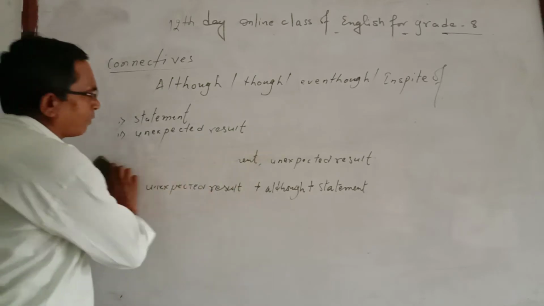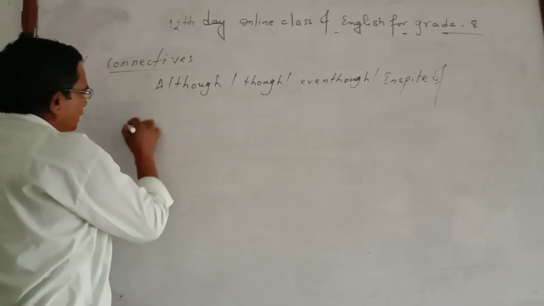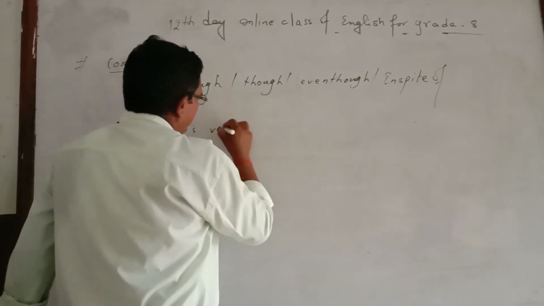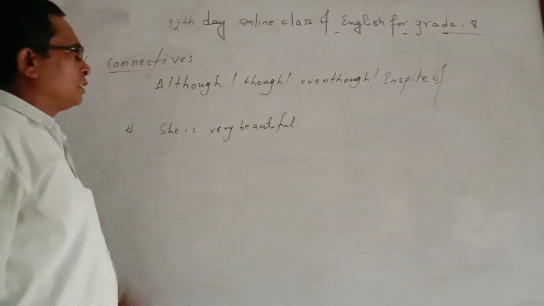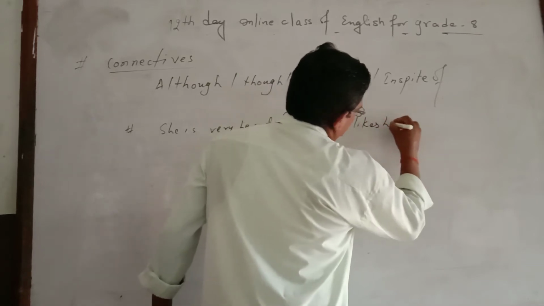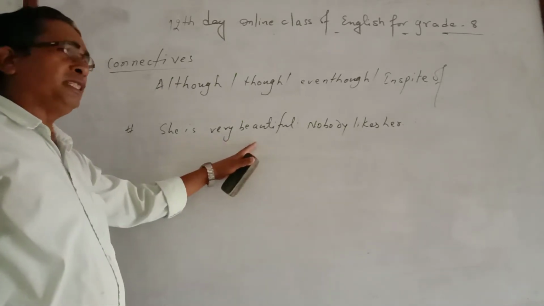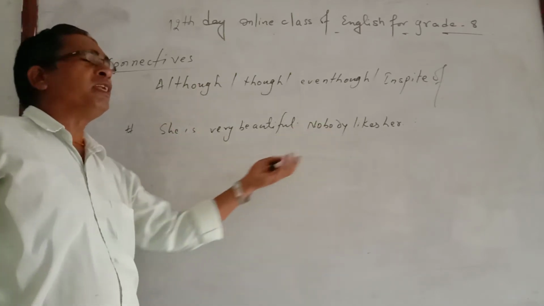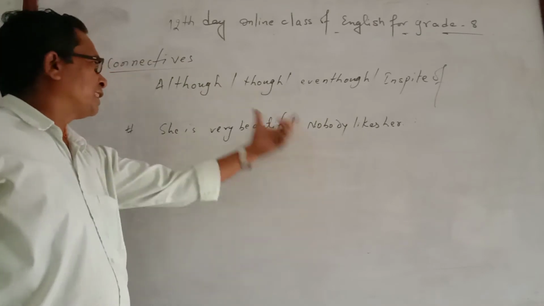At first, to be clear with the help of an example of how to use although or though or even though, you see this example. She is very beautiful. This is the first sentence. Full stop. Nobody likes her. As you see here, she is beautiful, nobody likes her. It means, if she is beautiful, it is sure that not all but some people of course should like her, but here the result is what? Though she is beautiful, nobody likes her.